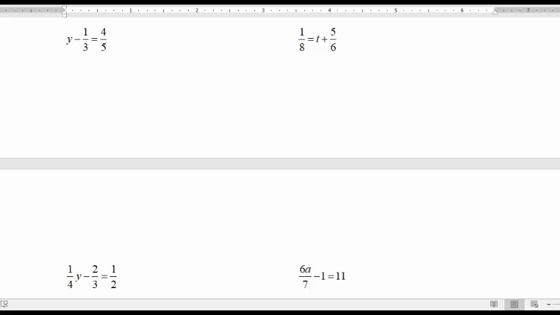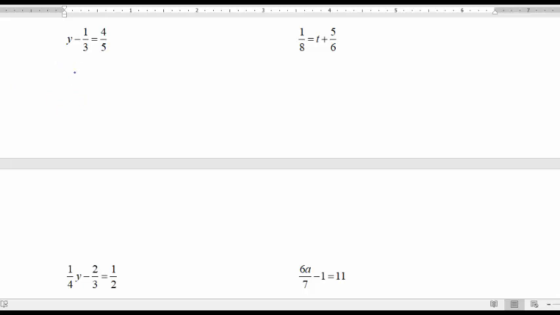Now moving on to these next two equations, these don't have coefficients, right? In this case, the y coefficient is just 1 and the t coefficient is just 1. So we're not going to have to do our final step of multiplying by the reciprocal of the coefficient here because there is no coefficient. It's just 1 already. So these are just your addition and subtraction problems, right? So like in this one here on the left, y minus 1/3 equals 4/5.